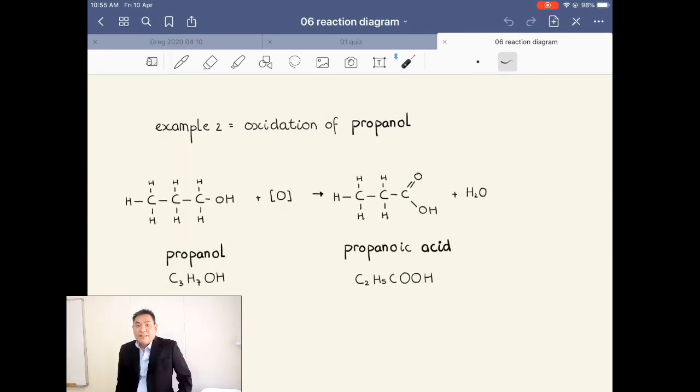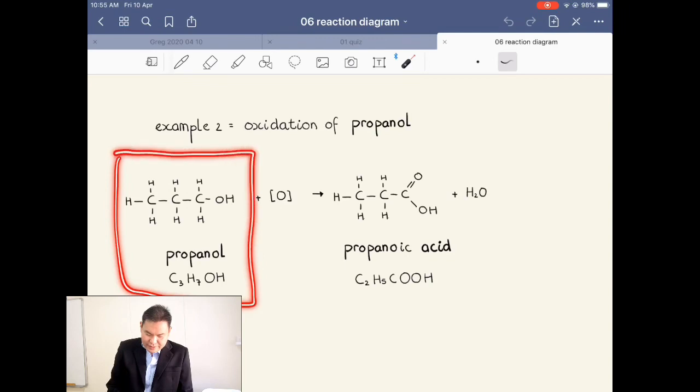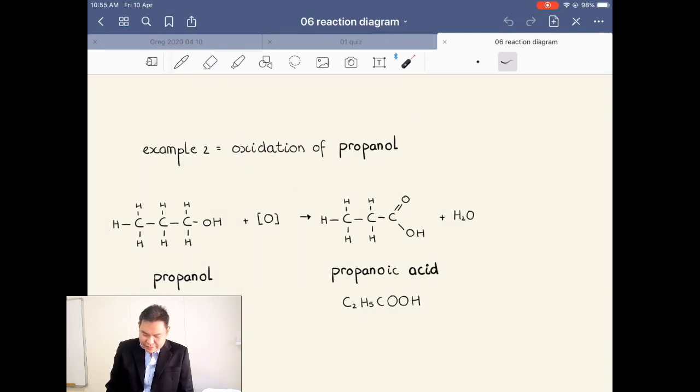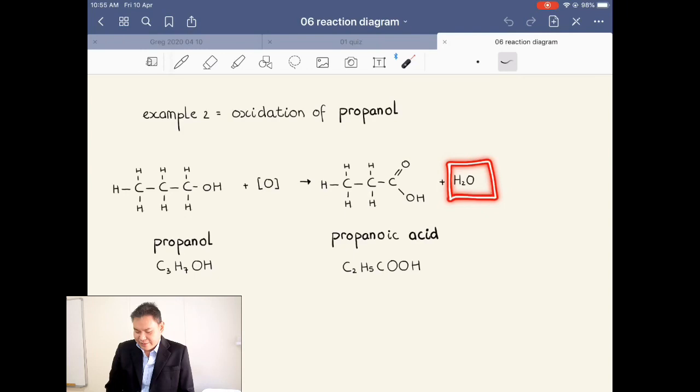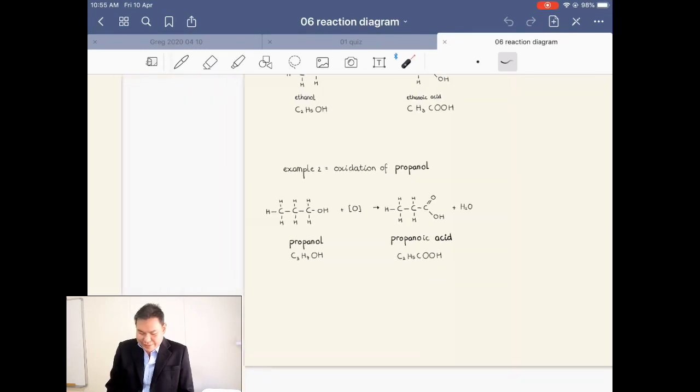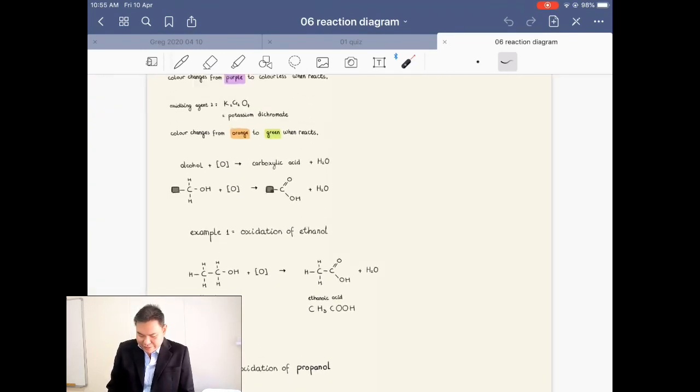Example 2 is oxidation of propanol. Very similar. Propanol C3H7OH, you oxidize to C2H5COOH, which is propanoic acid, and you're using oxidizing agent, then the byproduct is of course water. So that is reaction number 5.